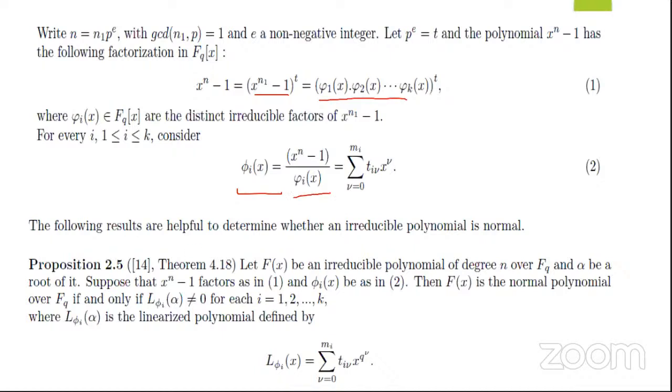Next, the following result is helpful to determine whether an irreducible polynomial is normal or not. If we have a polynomial f(x), which is an irreducible polynomial of degree n, and alpha is a root of it, and we suppose that x^n - 1 factors as in 1 and phi_i(x) is as in 2, then the polynomial f(x) is a normal polynomial over Fq if and only if the linearized polynomial of alpha is non-zero, where the linearized polynomial is defined with coefficients the same summation t_iv, and the variables x raised to power q^v.